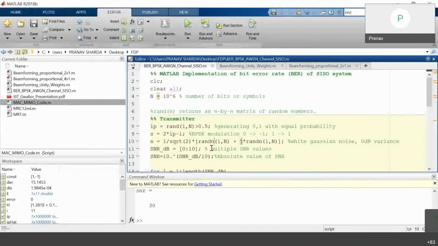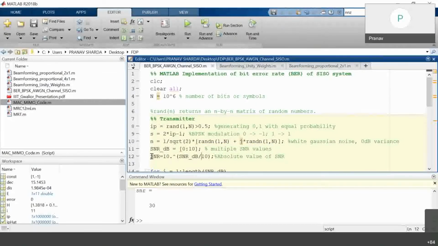And we are interested in observing a plot, right? When we simulate or execute this code, the plot will be versus two parameters. One is the BER, as I already discussed. The other parameter is the SNR, signal to noise ratio. So in line number 11, we take a variable SNR underscore dB and define multiple values of SNR, right? From 0 to 10, right? So for these values of SNR, we will determine or simulate the BER in this MATLAB code.